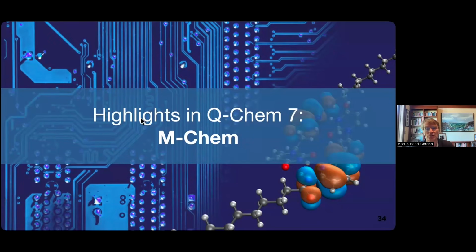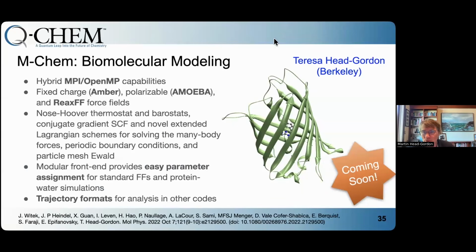MChem is short for molecular mechanics and chemistry. And this work was spearheaded by Teresa Head-Gordon's research group at Berkeley, and in particular by Jagna Wittek, who was first a postdoc in Teresa's group and then became a Q-Chem employee and consultant. And Jagna is responsible for the development of the infrastructure with a lot of contributions from many other members of Teresa's group in particular. So what is in MChem and why is it special? And by the way, MChem is not quite released, but is coming very soon.